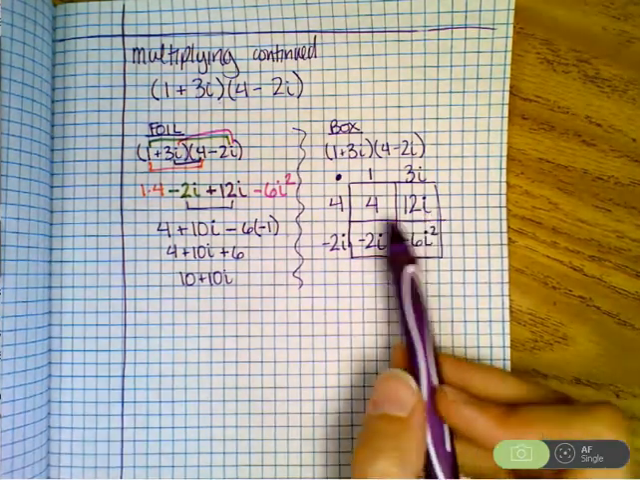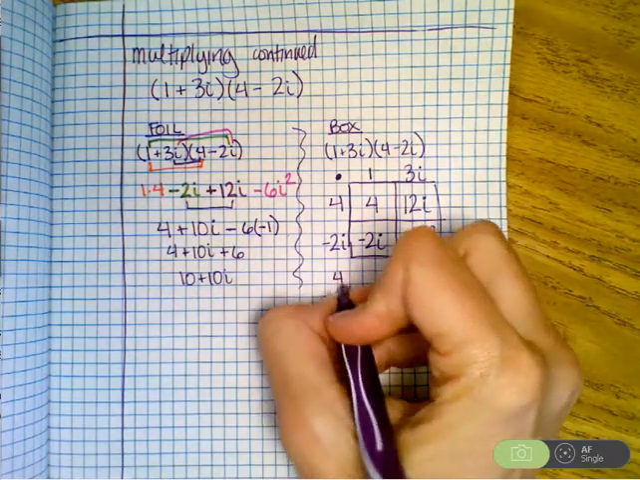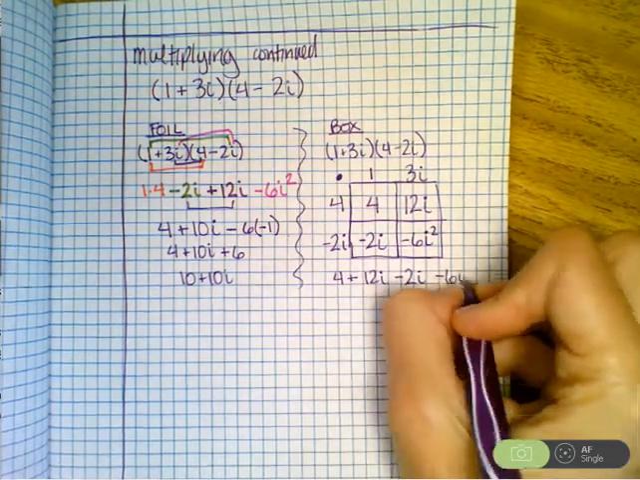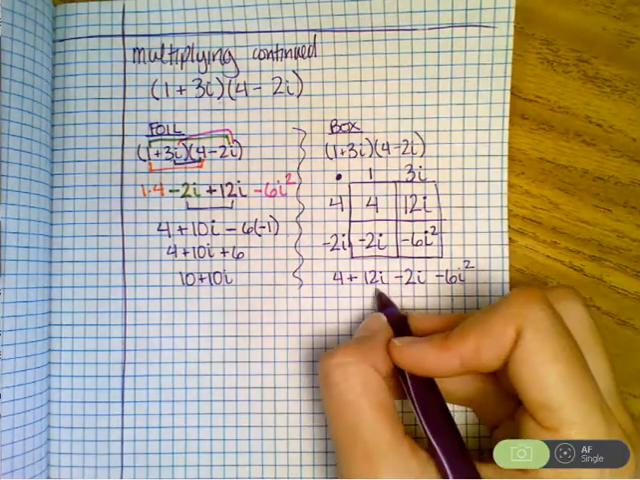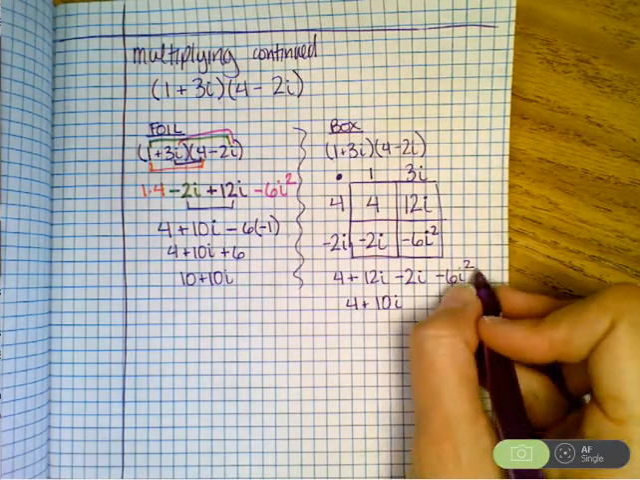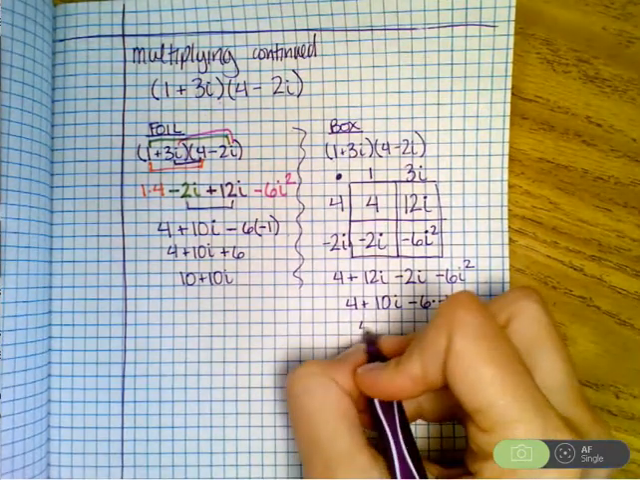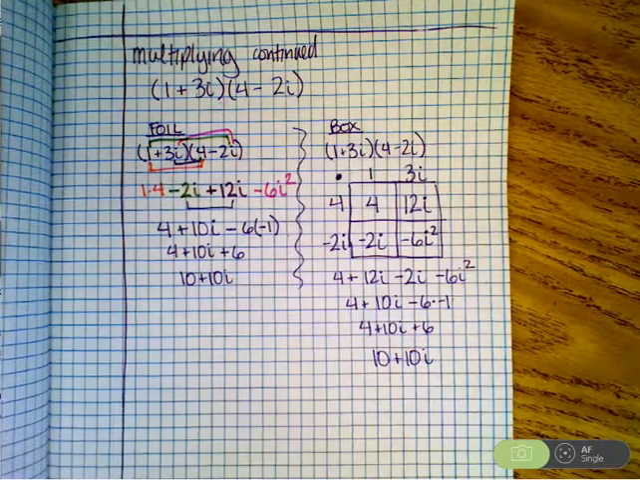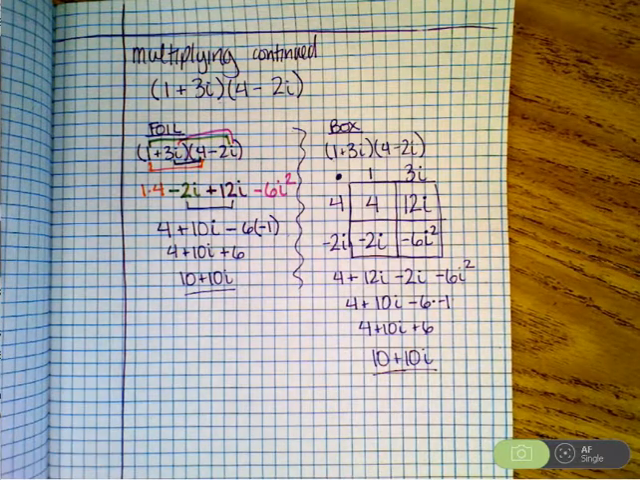So you can see we get the same pieces here that we had over here when we did FOIL. We just get them in a slightly different order. Doesn't really matter because we have to put them all together at the end anyway. So I just wrote them out in order. 4 plus 12i minus 2i minus 6i squared. Put the i's together, 10i. i squared is negative 1. So minus 6 times negative 1, but that just becomes plus 6. And I get 10 plus 10i. Same exact thing, just a different way of getting there. So either way is totally fine.